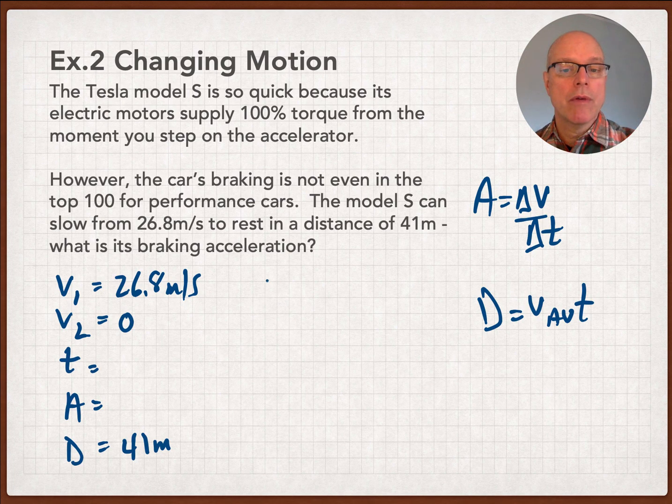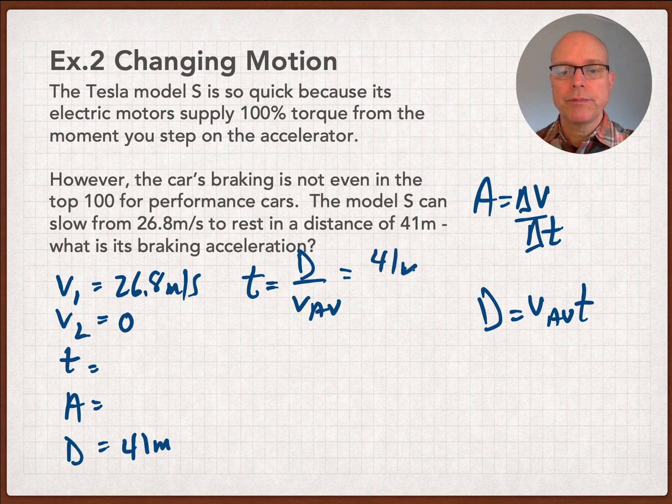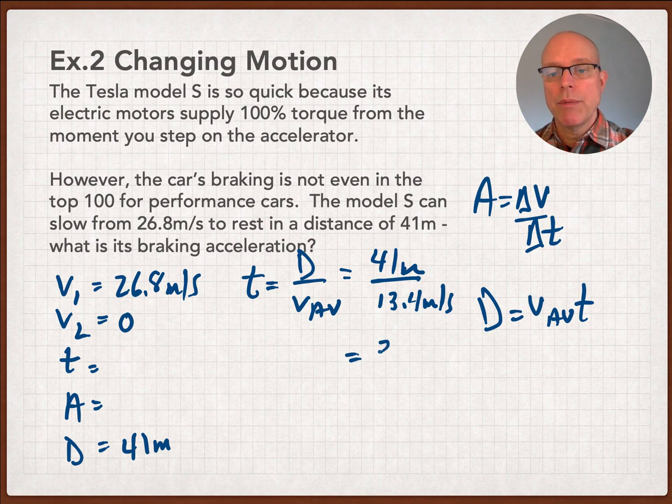So the first step in solving problems where they don't give you T is usually to get the T. So what I'm going to do is some algebra. I'm going to turn this formula around. So D over V average is going to equal 41 meters over the V average. We figured it out before, 13.4 meters per second. And when we do the division, we're going to figure out that that's 3.06 seconds to slow down from highway speed to rest, which is not shabby for a car, but it's not as good as the other super high-end cars.